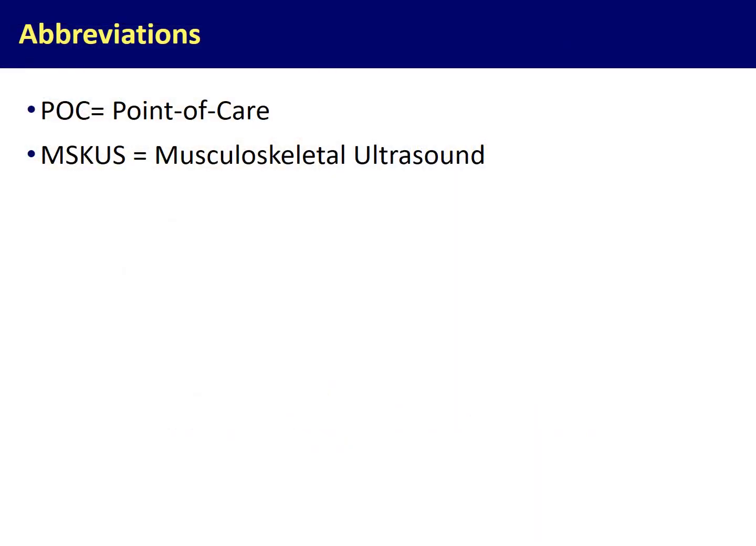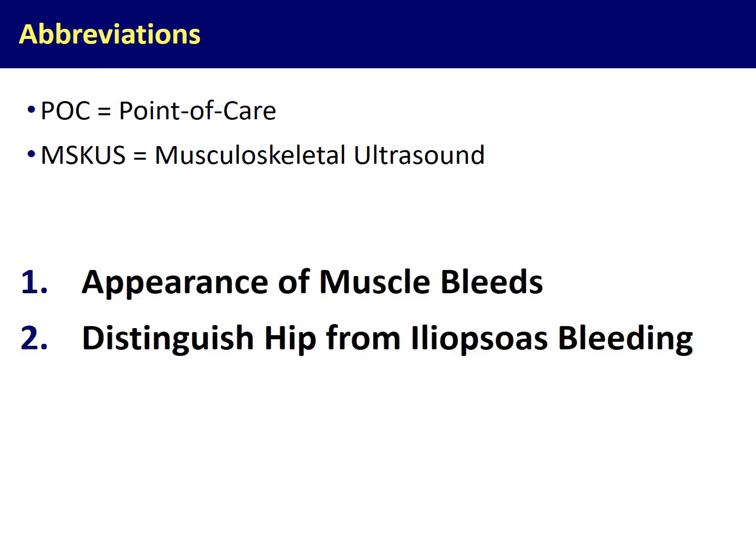The following abbreviations may be used in the module: POC for point of care and MUSCUS for musculoskeletal ultrasound. First, we will discuss the general appearance of muscle bleeds, followed by the distinction of hip from iliopsoas bleeding.